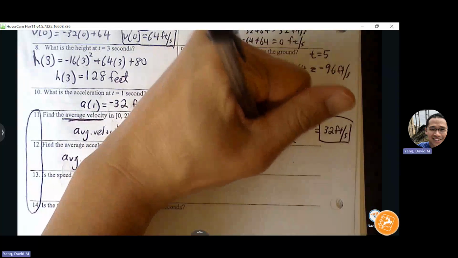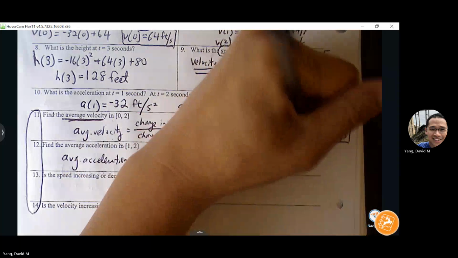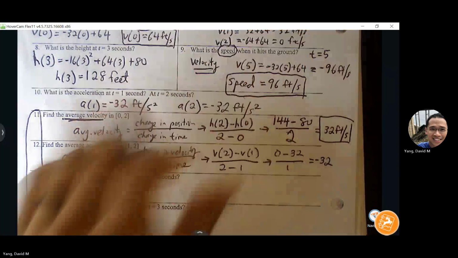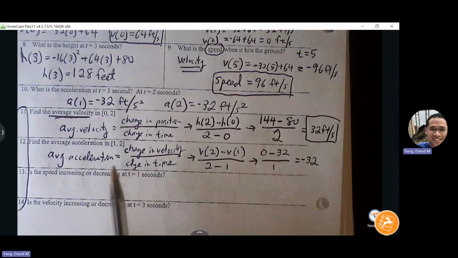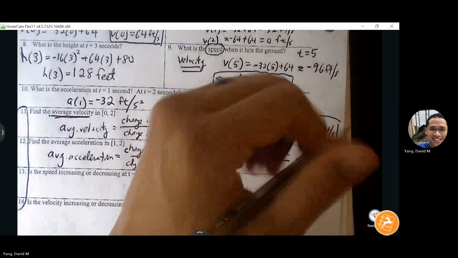Okay, so v of 2 is 0. Now we are talking about acceleration here. So what's our unit of measure? Feet per second squared.